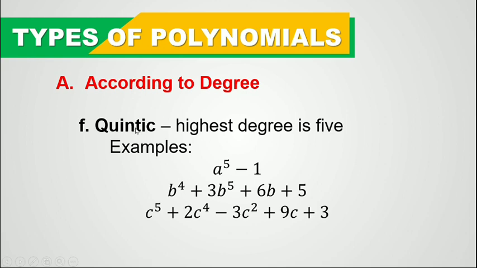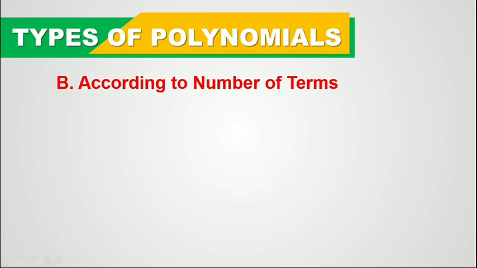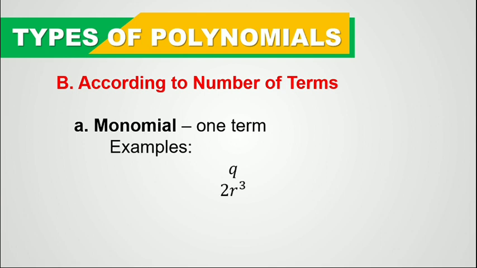Now, let's proceed to the type of polynomials according to the number of terms. So we have here monomial. When we talk about monomial, there is only one term. Examples, we have q, r cubed, s raised to 5 or s to the 5th power. As you can see, it is only one term, one group of q, r cubed, and s fifth.